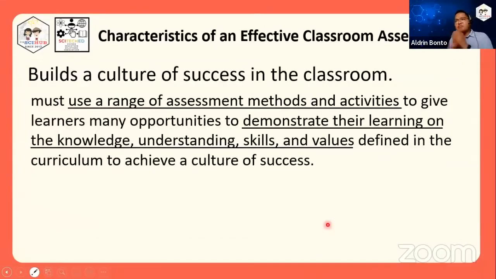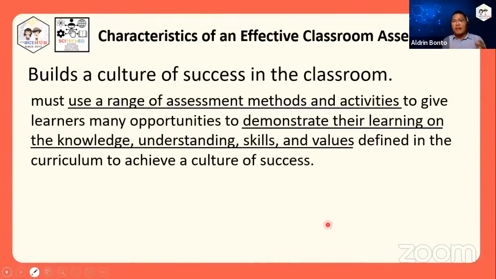Number one is it builds a culture of success in the classroom. So here, you need to use a range of assessment methods. So, eto pa lang, plural pa lang, assessment methods and activities. So, hindi lang pwedeng palaging paper and test or paper and test type yung ating examination or ang ating assessment tool to our students' learning.